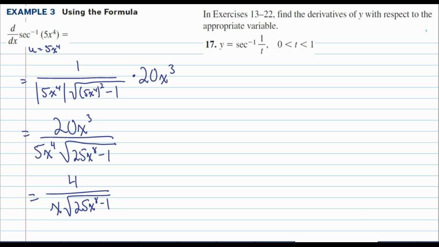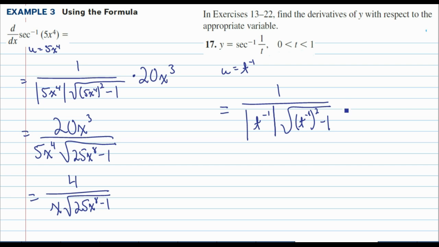Now try problem number 17. It asks us to find the derivative of y, which is the inverse secant of 1 over t. So in this case, our u is t to the negative 1. So the derivative of y will be 1 over the absolute value of t to the negative 1 times the square root of t to the negative 1 squared minus 1, and then times the derivative of t to the negative 1, which is negative t to the negative 2.